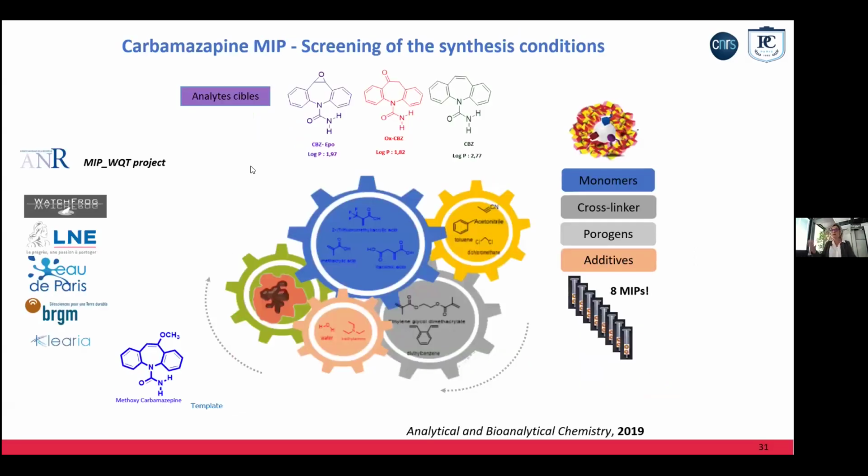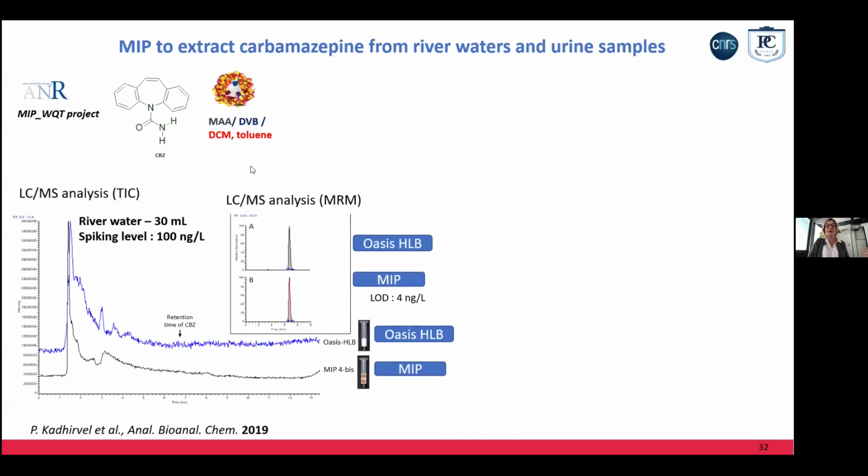So when starting the project on MIPs, we have to screen different types of formulation of synthesis by changing the nature of monomers, the cross-linking agent, the solvent and so on, to screen the possibility of retention on the different types of monomer, and then to select at the end the good ones.